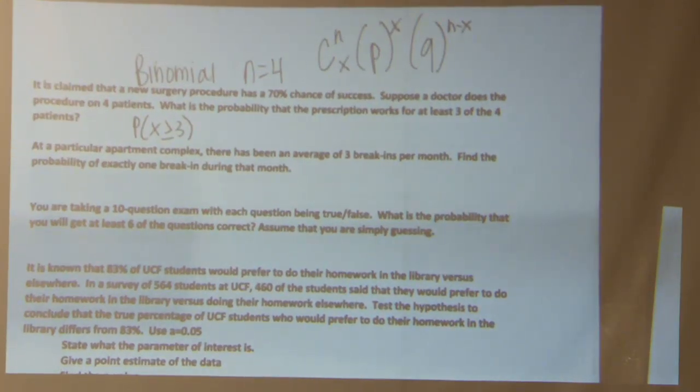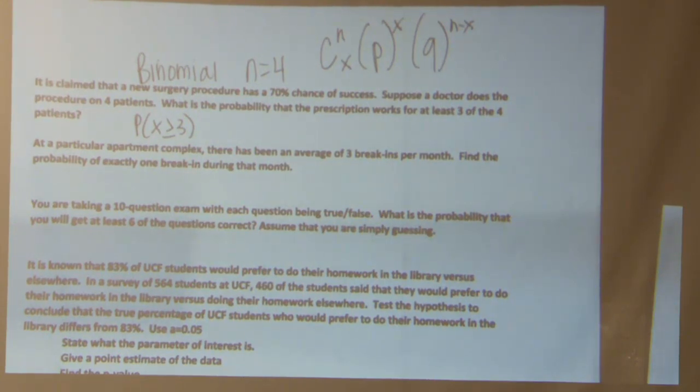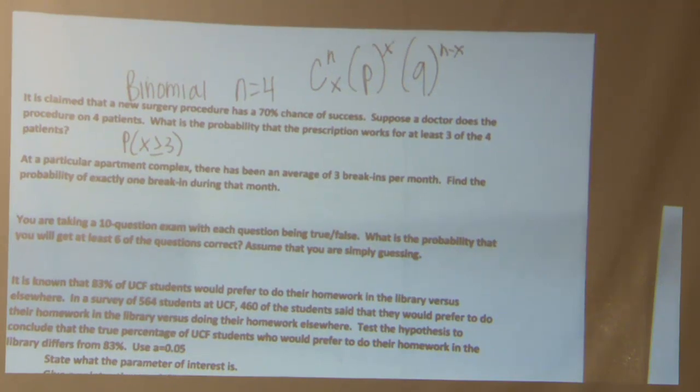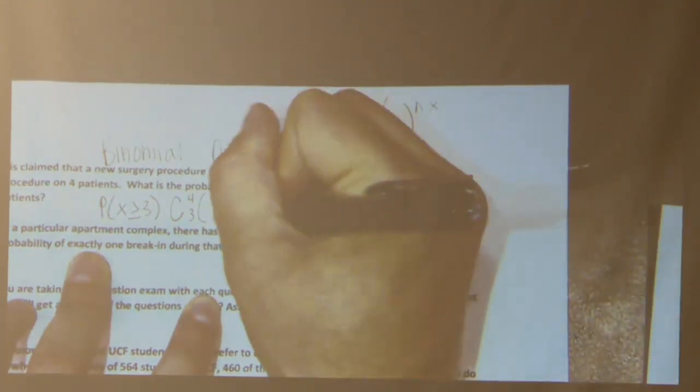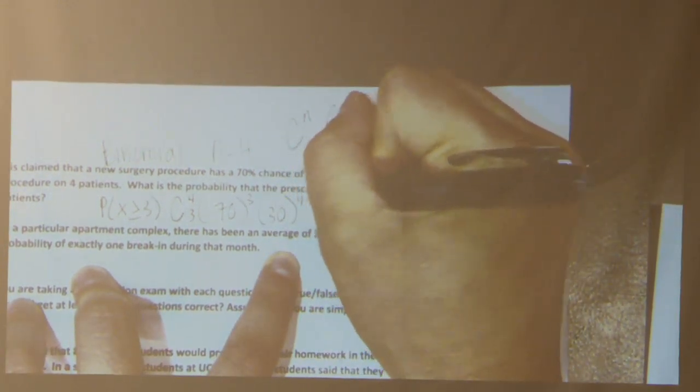The formula gives it to you in the probability that x is equal to the x value that you're putting in there. So since we need 3 or 4, we need to use this formula for both 3 and 4, and then add them together. So the first one would be the combination of 4 choosing 3. We have a 70% chance of success to the 3rd power. And then our q value is always going to be 1 minus p. So 0.3, and then 4 minus 3.